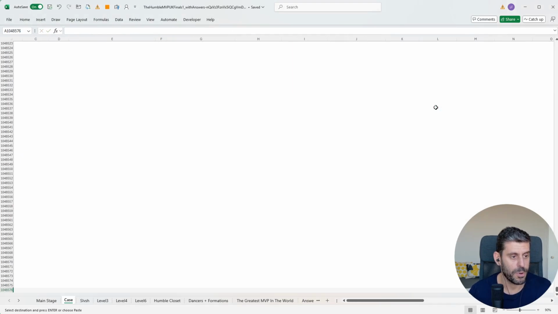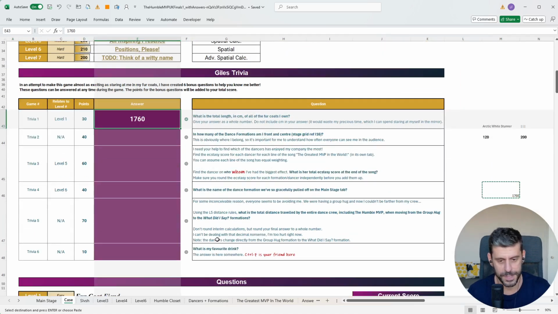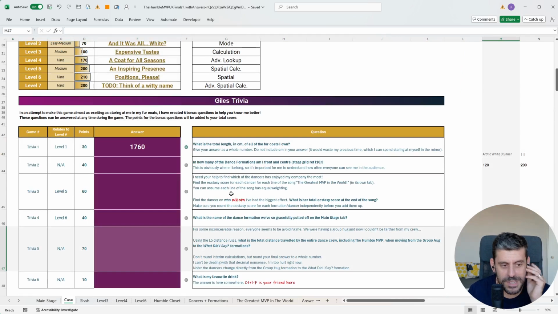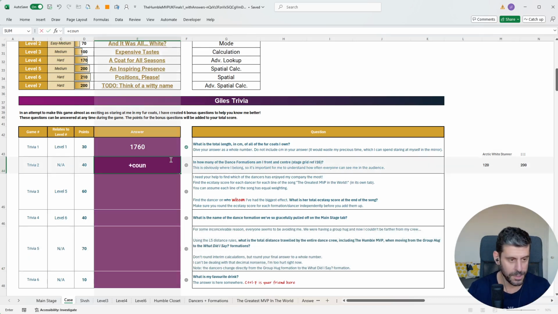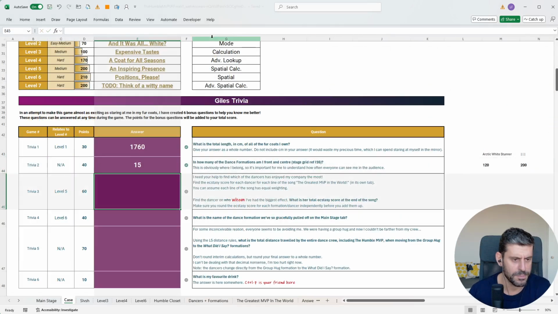Yeah, that should probably be the correct answer. Yeah, and no comment. In how many of the dance formations am I in front and center? Grid, ref, I16. So count tips. This I16. At least this was good, I think.